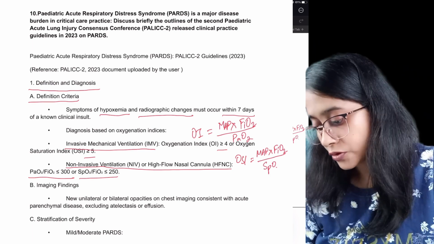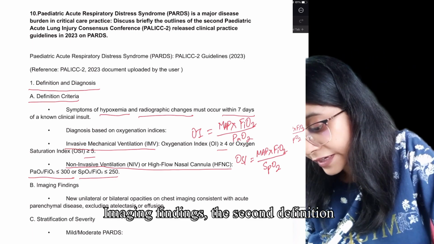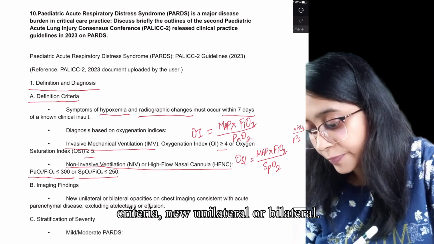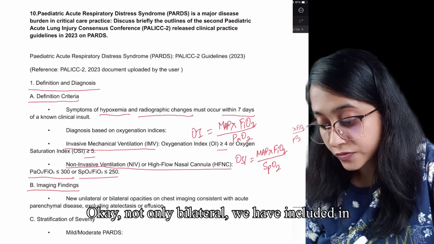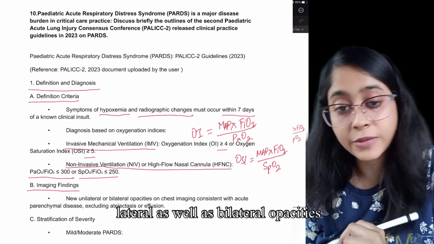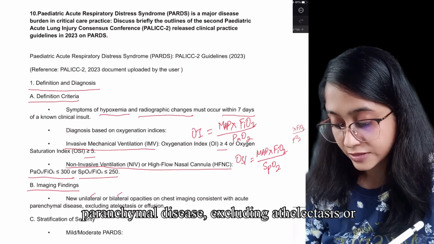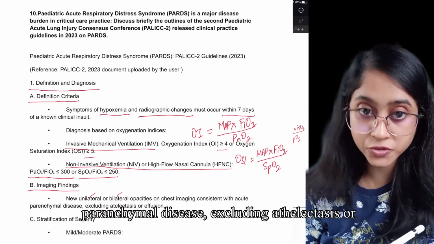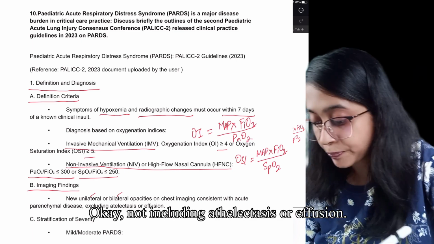Imaging findings are the second definition criteria: new unilateral or bilateral opacities. Not only bilateral, we have included unilateral as well as bilateral opacities on chest imaging consistent with acute parenchymal disease, excluding atelectasis or effusion.